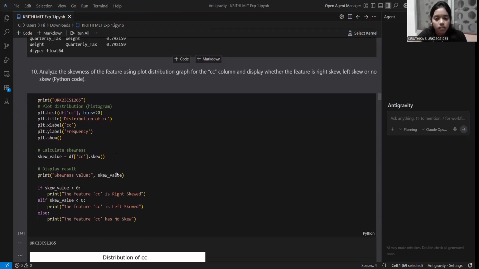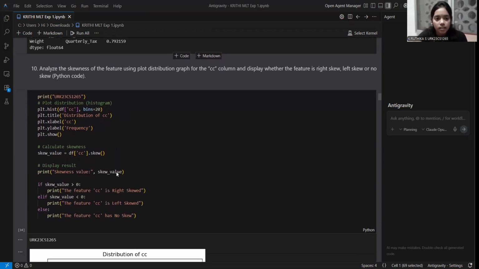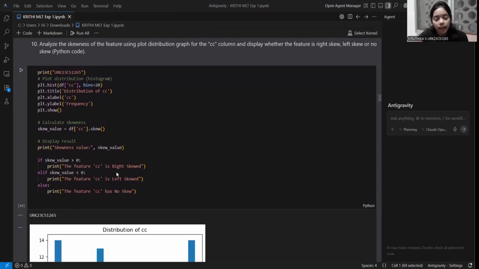The tenth task is skewness analysis of CC. A histogram distribution is plotted for the feature CC. Skewness indicates the asymmetry of data distribution. Positive skew means right skew. Negative skew means left skew. Zero means symmetric. The skewness value is calculated using df['CC'].skew().